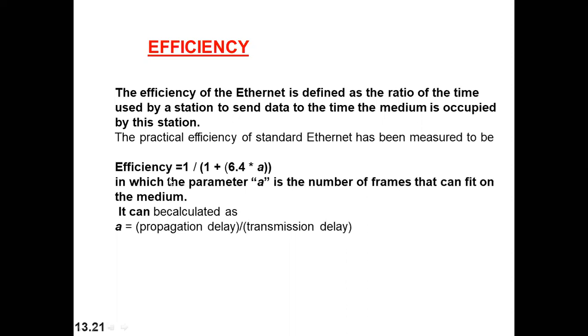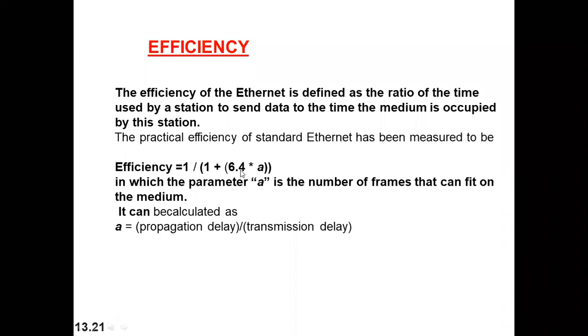Okay, and efficiency is given by 1 divided by (1 + 6.4 × A), where A is the number of frames that can fit in the medium. A is nothing but the number of frames that can fit in a medium. It can be calculated as A equals propagation delay divided by transmission delay. Propagation delay is the time required to propagate a particular signal. So propagation delay divided by transmission delay gives you A.